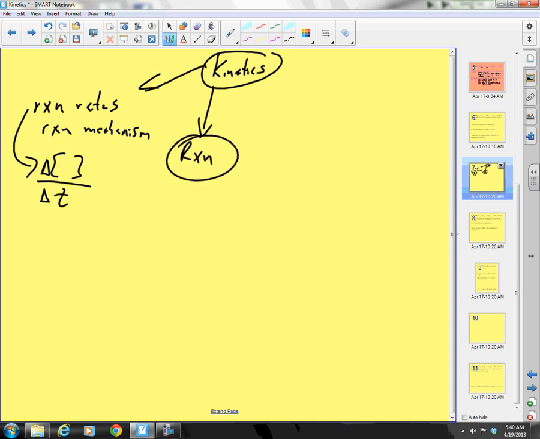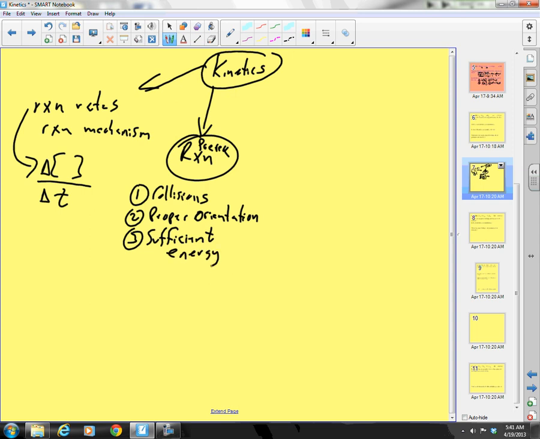What must happen for a reaction to occur? The prereqs, you might say. What are the prerequisites for a reaction to occur? And we said we have to have collisions. We have to have proper orientation in these collisions. And what I mean by orientation is we have to have the molecules turn the right way, for instance. And we have to have sufficient energy. If I don't have all three of these, I won't have a reaction occurring. So I need collisions, collisions with proper orientation, and collisions with sufficient energy.